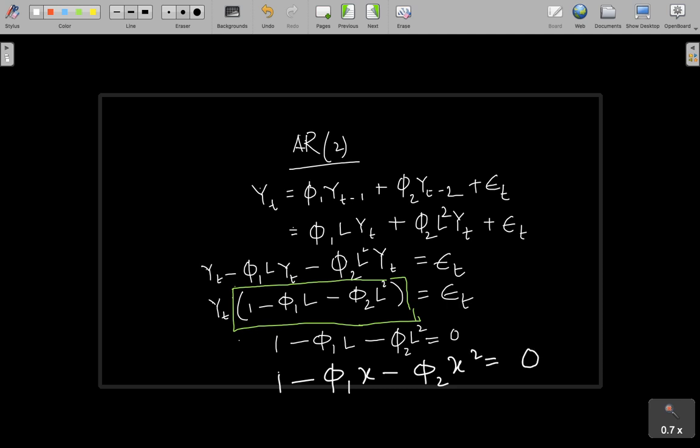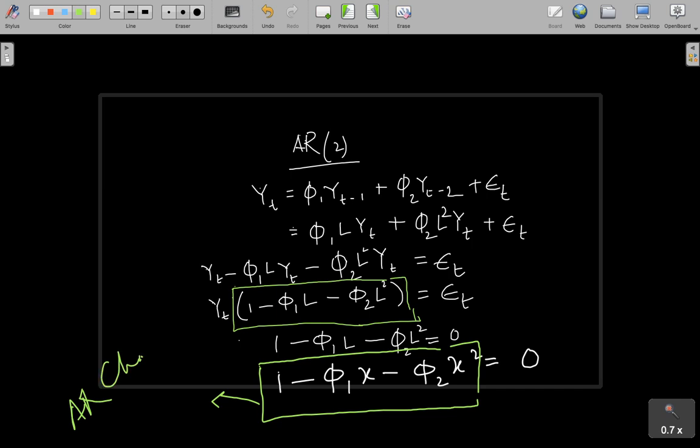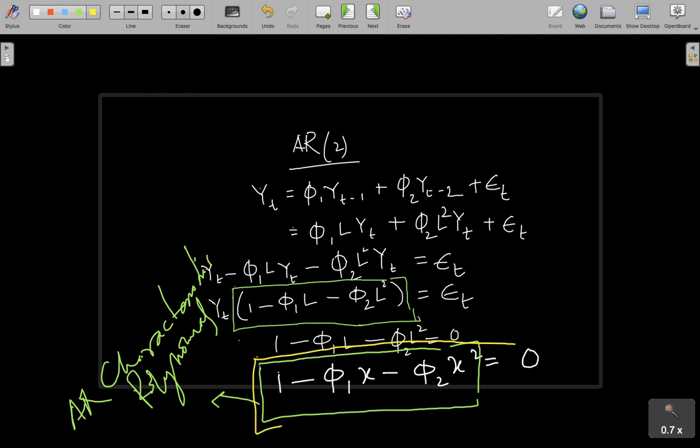So this part is known as the characteristics polynomial. This is known as the AR characteristics polynomial because I'm doing it for the AR series. And when I equate this AR characteristics polynomial with 0, I call this the AR characteristics equation.